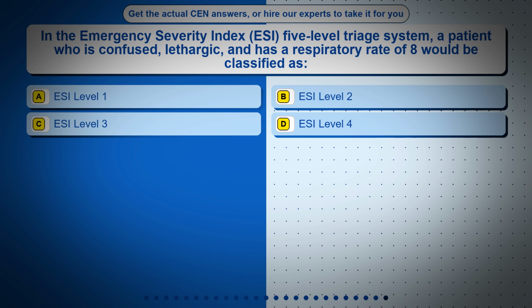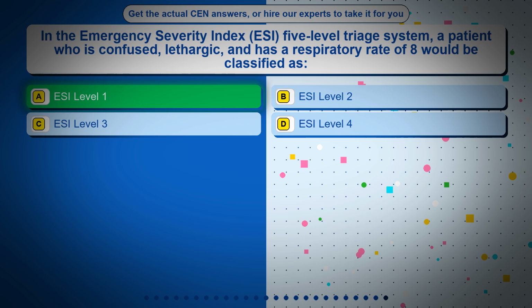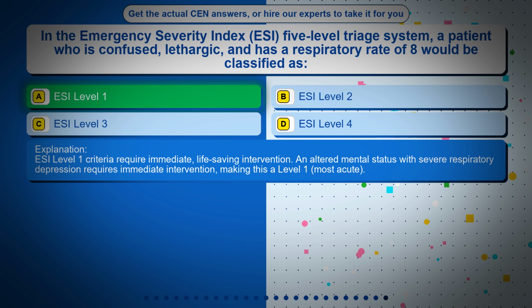Question 24. In the Emergency Severity Index, ESI, 5-level triage system, a patient who is confused, lethargic, and has a respiratory rate of 8 would be classified as Option A, ESI level 1, Option B, ESI level 2, Option C, ESI level 3, Option D, ESI level 4. The correct answer is Option A, ESI level 1. ESI level 1 criteria require immediate, life-saving intervention. An altered mental status with severe respiratory depression requires immediate intervention, making this a level 1, most acute.